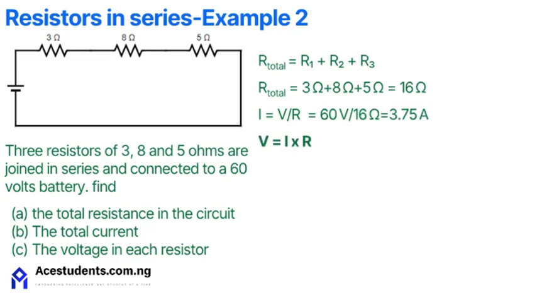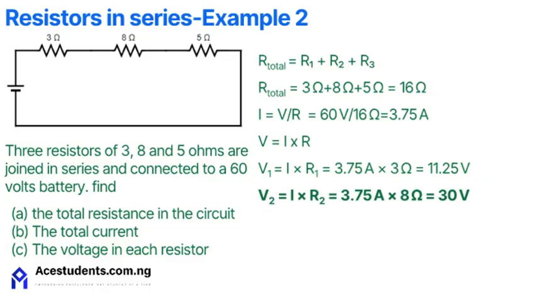Next, let's calculate the voltage across each resistor. Remember, in a series circuit, while the current flowing across each resistor is the same, the voltage in each resistor is different. To find the voltage, we use the formula, voltage equals current times the resistance of each resistor. To find the voltage across R1, we multiply current by resistance. V1 equals 3.75 amperes times 3 ohms, which gives 11.25 volts.